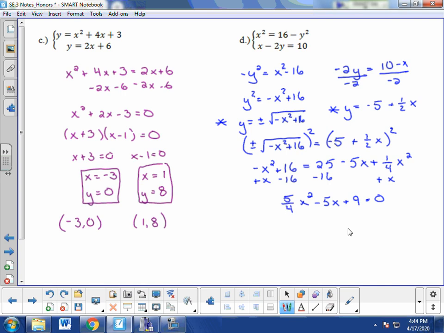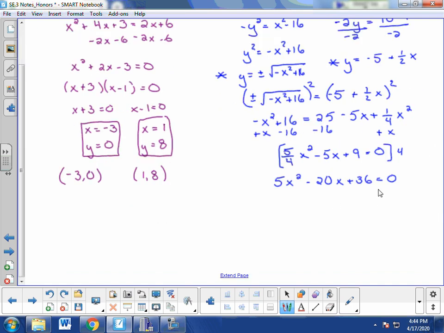Here I have this fraction, so I'm going to go ahead and multiply everything by 4 to get rid of the fraction. It's just going to make factoring this a lot easier. So 5x squared minus 20x plus 36 equals 0. Now I need to solve this equation. You could do it a number of ways, but this does factor pretty nicely. So 5x in one and x in the other, because 5x times x is 5x squared. We know both of these factors are going to be negative, a minus and a minus, because it has to multiply together to give us a positive 36. But then when distributing, add together to give us a negative 20.